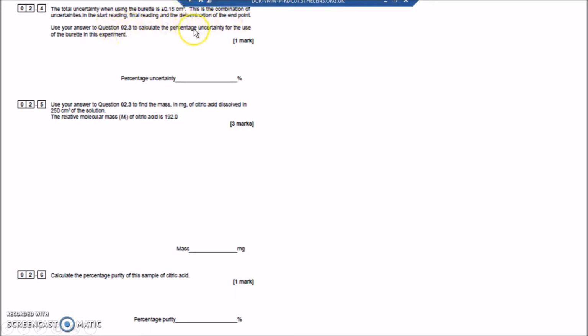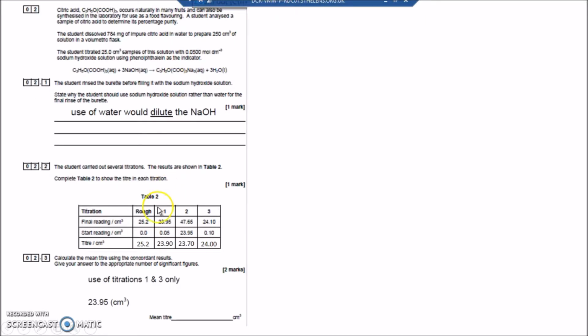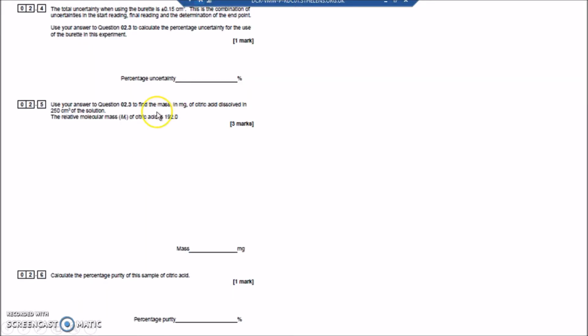Use this to calculate the percentage uncertainty for the use of the burette. So you've got 0.15 is how far out it could be. You're using 23.95 centimeters cubed, so you divide 0.15 by 23.95 and multiply by 100%.